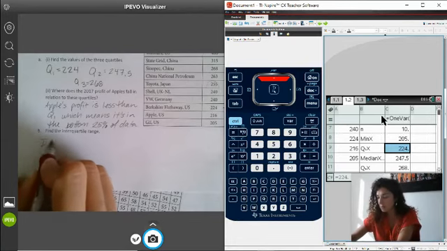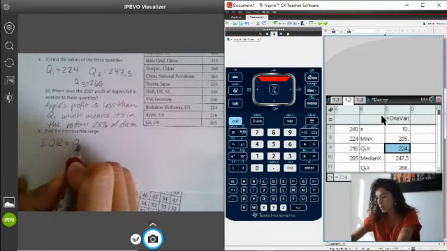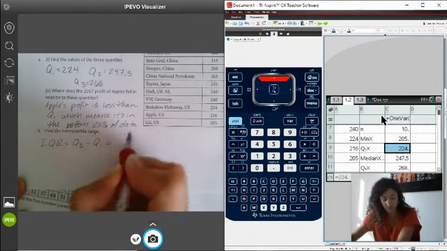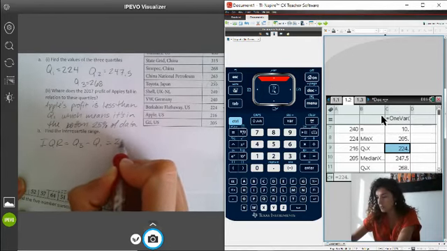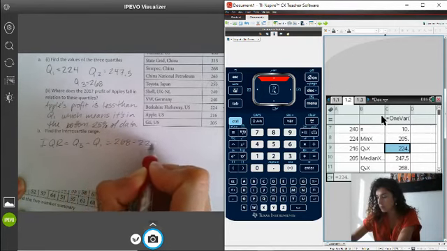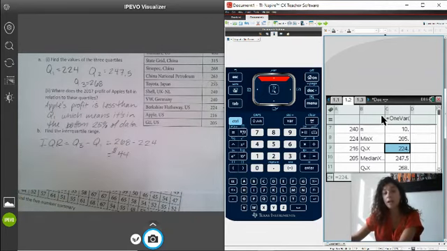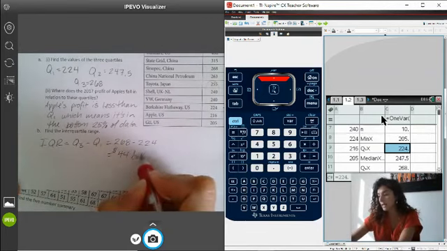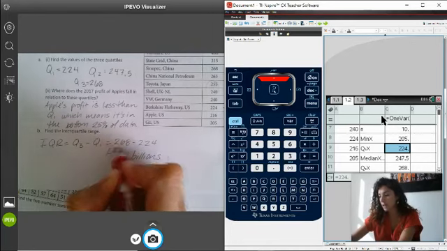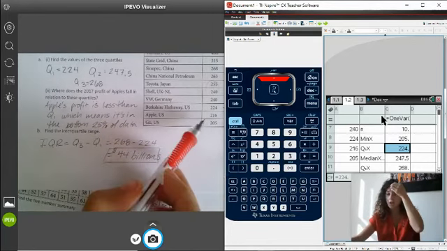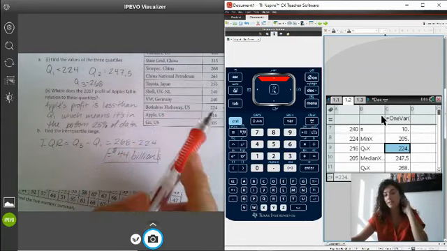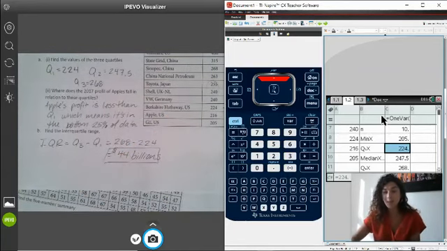So the IQR is going to be quartile 3 minus quartile 1, which in this case is 268 minus 224, which is 44. Now that's not a fairly large number until you think about it, and it's actually in billions of dollars. So while 44 is not very large in relation to these numbers, it's still 44 billion, which is pretty large in terms of money.